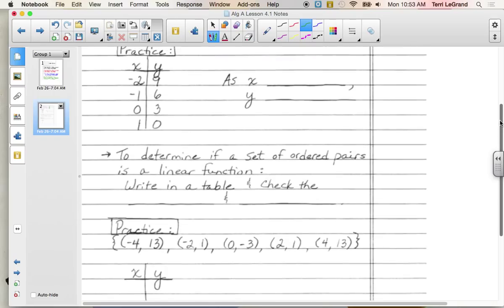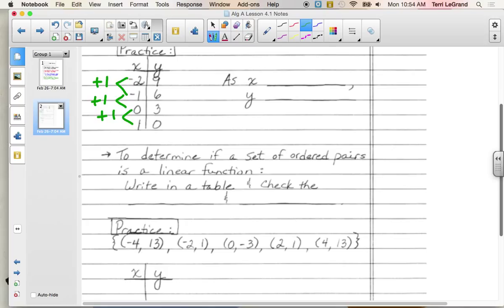Okay, so here's their table of values. They already put it in table form. How many ordered pairs are in that table? 4. There's actually 4 of them. So let's look at the x's first. As we go from this x to the next x, what happens to get from -2 to -1? It goes up by 1, doesn't it? How about to get from -1 to 0? Plus 1. So we were kind of checking to see if the x values form an arithmetic sequence right now, aren't we? How about from 0 to 1? Plus 1. It's going up by 1. So we found a constant change in x.